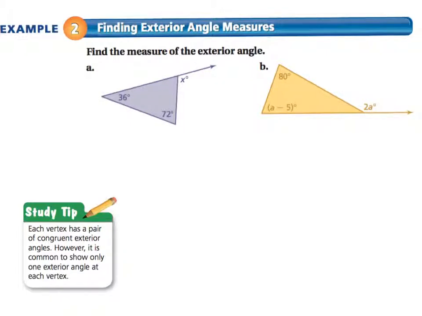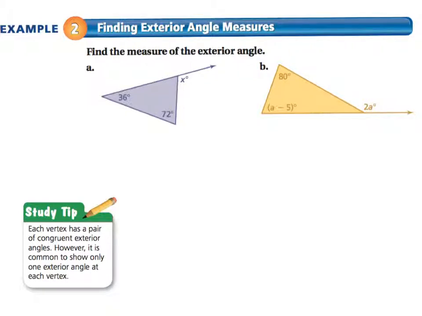In example 2, we're going to start down here with a study tip. Each vertex, that means each vertex of the triangle here, has a pair of congruent exterior angles. However, it is common to show only one exterior angle at the vertex. What it means is this. I could actually extend this side as well. And that means these two are both x, because they're vertical angles. Usually we don't show both of them. We only show one of them.